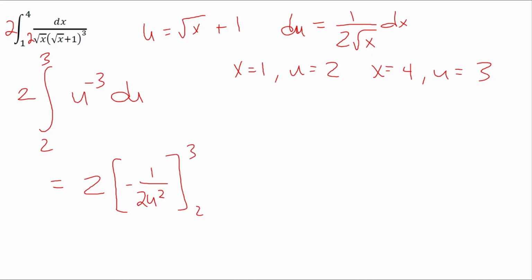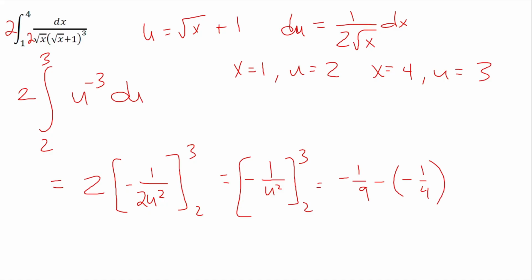Now, clearly the 2's can cancel out there. So really this is just like negative 1 over u squared from 2 to 3, which will be negative 1/9 minus negative 1/4, or negative 1/9 plus 1/4. If you get a common denominator on that, that's negative 4/36 plus 9/36, which gives you 5 over 36.